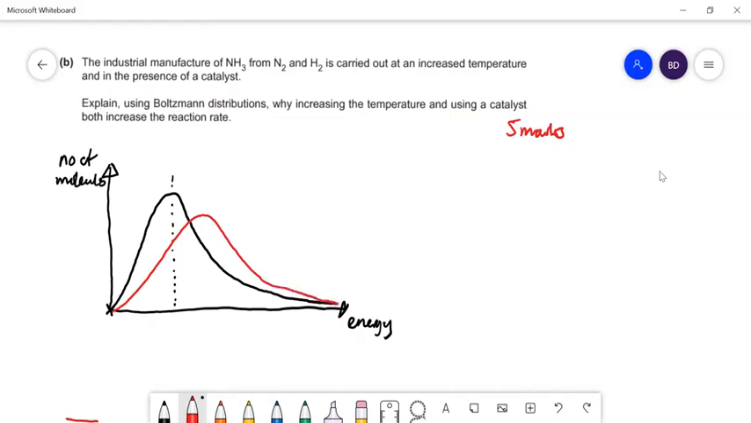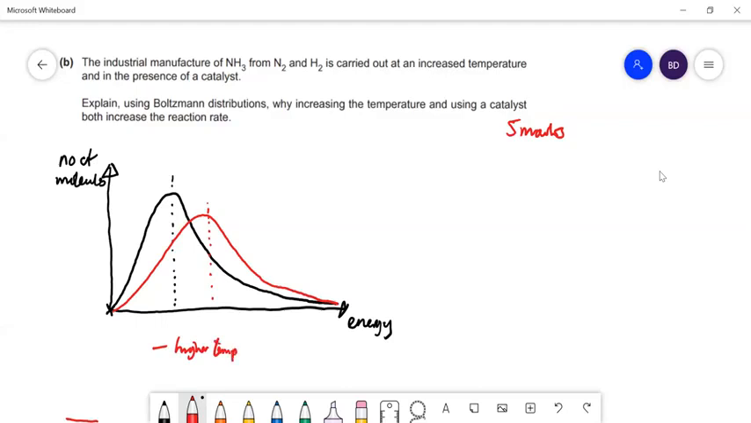So the area under those two curves is the same. But you can see the most probable energy at the higher temperature is like that. So yeah, the curve should be to the right, but the peak should be lower to ensure that the area under the curve is the same for both. Right, so the red is the higher temperature.